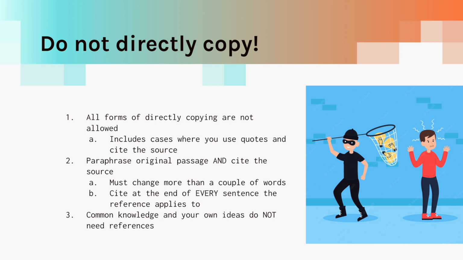Moving on to plagiarism. This is a serious topic, but one that is taught differently across schools. Many instances of plagiarism are unintentional, as JEI authors may not realize they are in the wrong. The first step to avoid plagiarism is to know that all forms of directly copying text from another source is not allowed. This even includes instances where you put the text in quotes and provide a citation for it. Second, you must paraphrase the original passage and cite the original source.